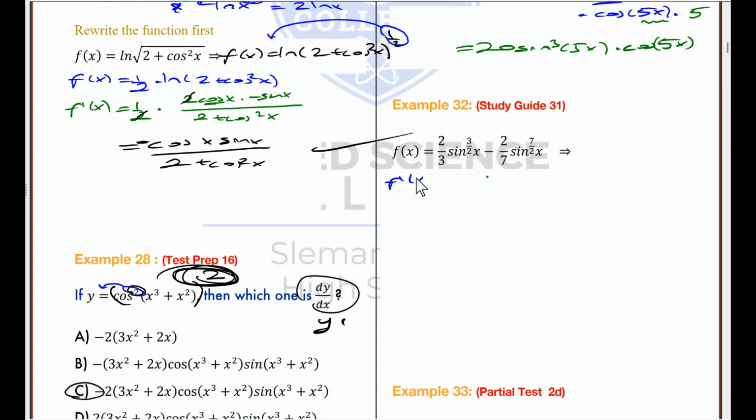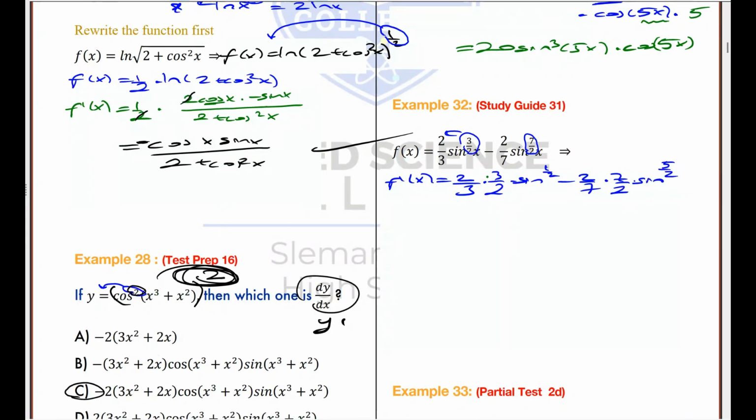F prime. So you have a coefficient, you keep the coefficient, multiply it by the power. Bring down the power in front. 3 over 2 times sine, reduce the power by 1. 3 over 2 minus 1 is 1 over 2. Minus 2 over 7, the coefficient stays, multiply by the power, which is 7 over 2, multiply it by sine function, whose power is 1 less than before. 7 over 2 minus 1, 5 over 2.